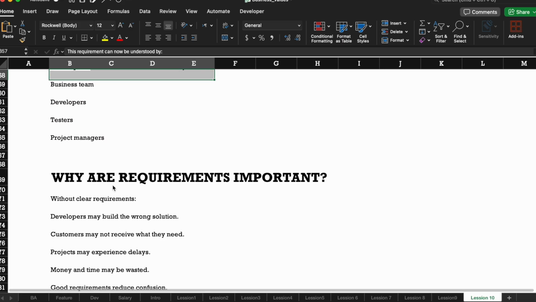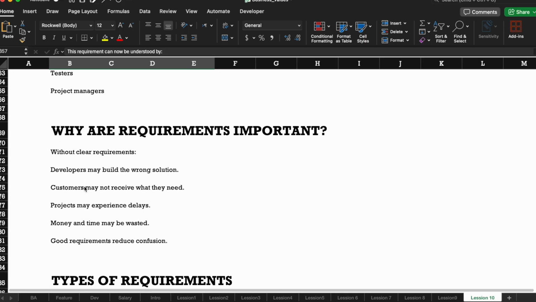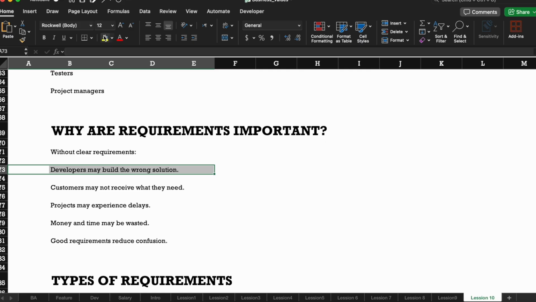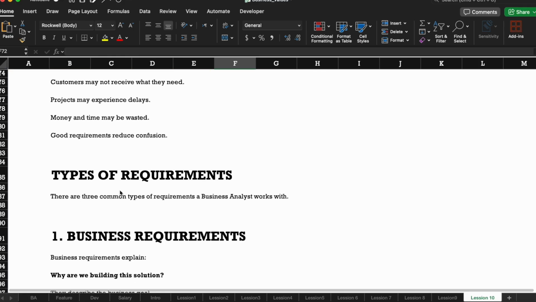So why are requirements important? Let's understand. Without clear requirements, developers may build the wrong software solution. Developers are the people who write the code and program the solution based on the business requirement, right? The customer may not receive what they need. Projects may experience delays, and money and time may be wasted. Good requirements reduce confusion. So clarity is very important, and the business analyst can provide that clarification on the requirement.